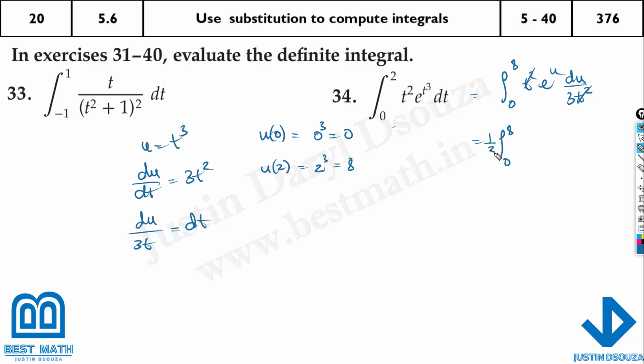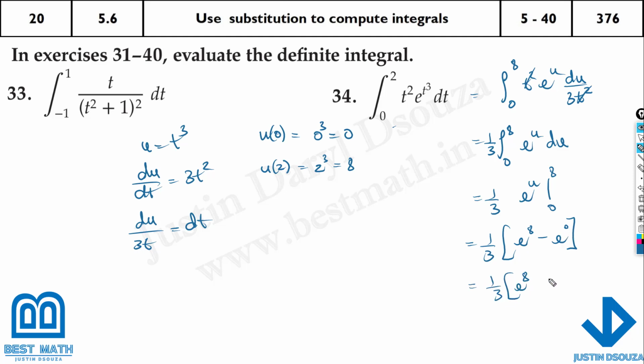What happens? 0 to 8. Over here it's 1/3, and then what we have is e to the power u du. Let's apply the integral. When you apply the integral, it's just the same thing because the integration of e to the power u is e to the power u itself, but we apply it from 0 to 8. No need of writing plus c. Here 1/3 remains whatever the limit is. We are applying the upper limit first. It is e to the power 8 minus e to the power 0. Anything to the power 0 is 1. So you can just write 1/3 into e power 8 minus 1 is the answer.